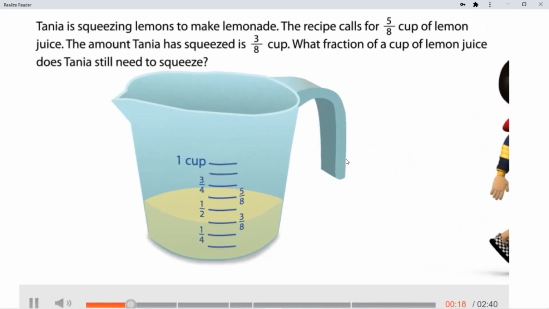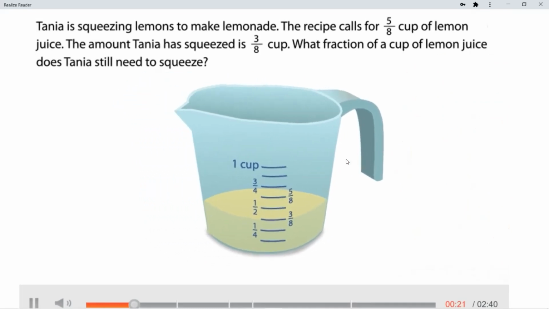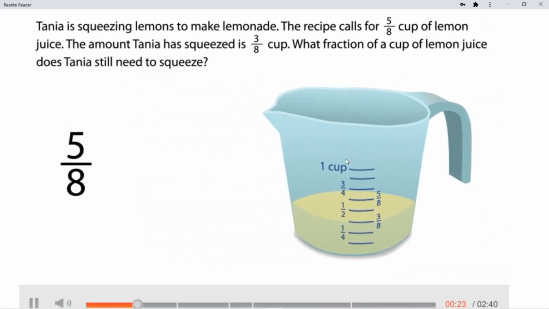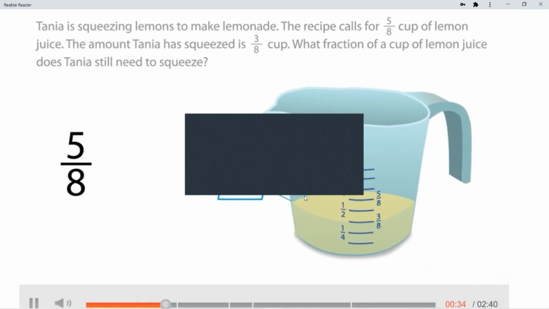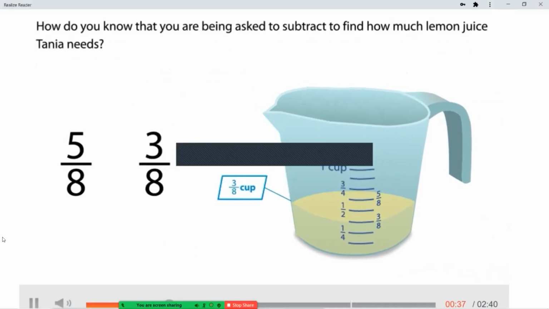Tanya is squeezing lemons to make lemonade. The recipe calls for 5/8 cup of lemon juice. The amount Tanya has squeezed is 3/8 cup. What fraction of a cup of lemon juice does Tanya still need to squeeze? How do you know that you are being asked to subtract to find how much lemon juice Tanya needs?